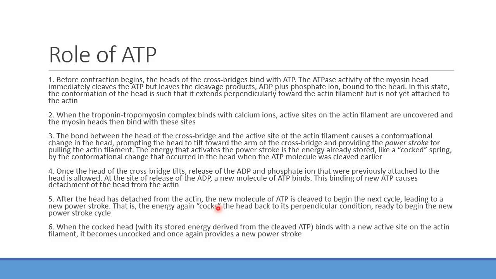This is going to allow it to detach from the actin. It's going to move it back down to the original state. Now the ATPase enzyme is going to convert it back to ADP and phosphate group, and now it's ready, back in that kind of cocked original state. Again, the picture will make this more clear in just a moment.